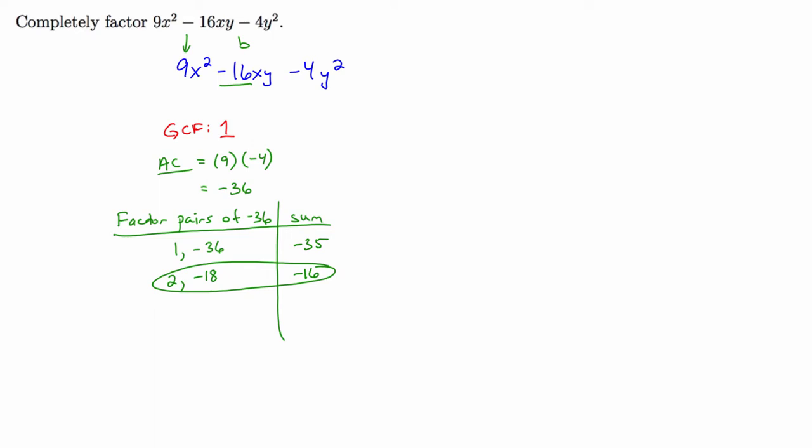There are other factor pairs of negative 36, but we found the one that we need. To make use of this factor pair 2 and negative 18, we will return back to the trinomial that we started with, and we will take that middle term, that negative 16xy, and break it apart into a positive 2xy and a negative 18xy. The rest of the trinomial will stay the same. So we'll now have 9x squared plus 2xy minus 18xy minus 4y squared. It's important to check that if we were to recombine those two middle terms, they are like terms, and they would combine back to give us negative 16xy.